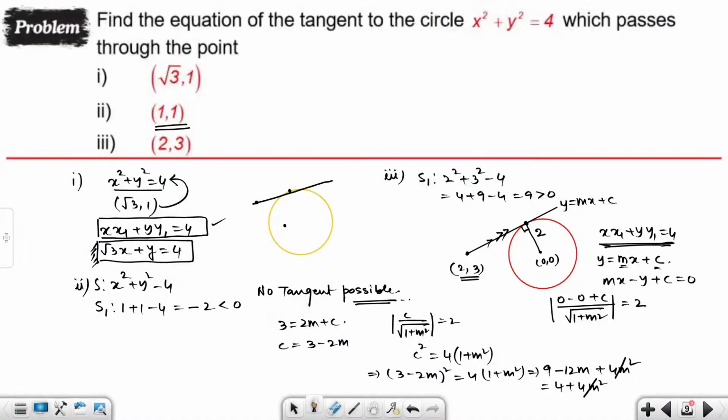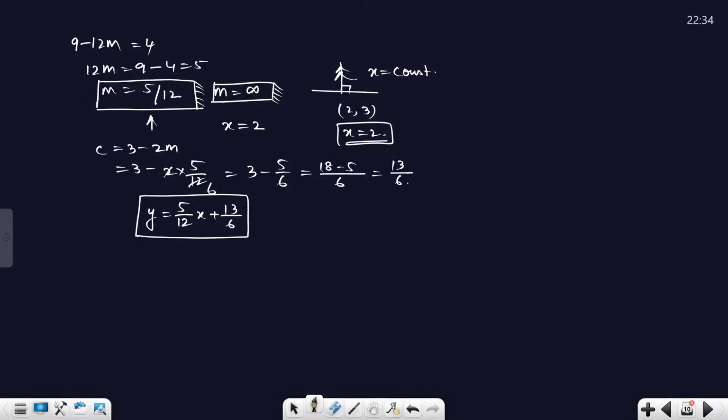Because we can easily see from the diagram itself why the equations of two tangents are coming. From this point, we can draw two tangents, isn't it so? From any point outside the circle, we can draw two tangents. That is why we are getting two equations of the tangents. One is this, and another one is x equals 2. Is this clear to all? Okay, great.